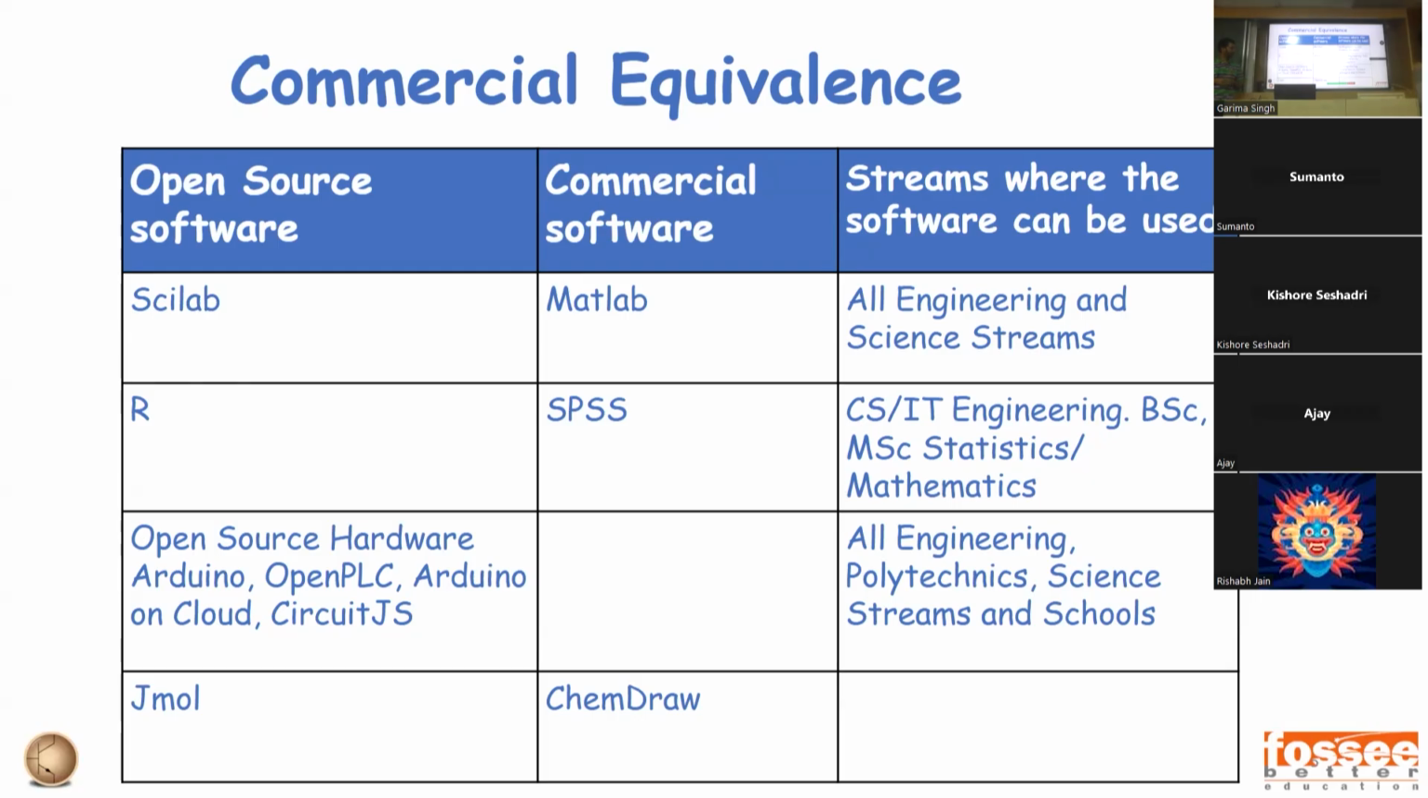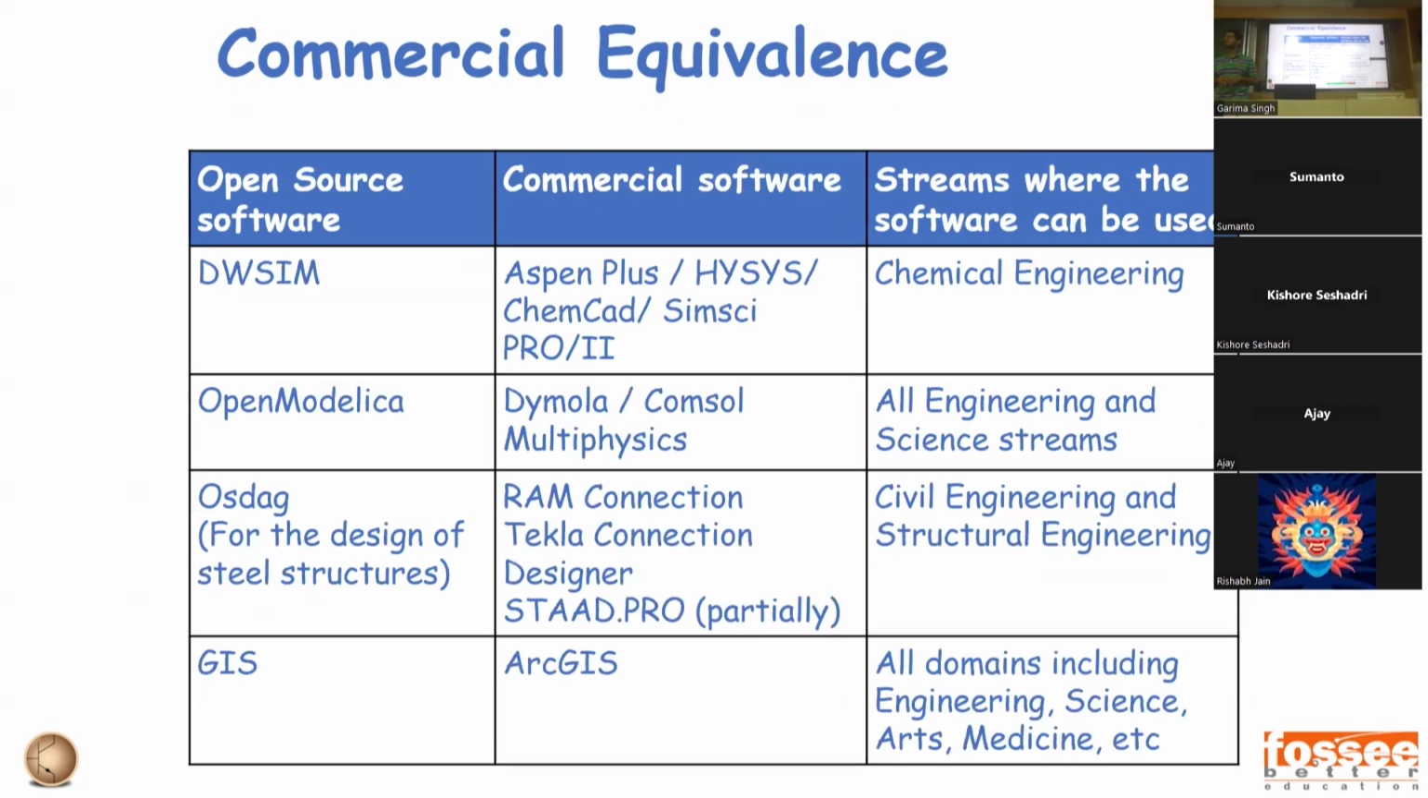And JMol and ChemDraw. These are for science students. And DWSIM: anyone from a chemical background? Okay, so this is for chemical people. OpenModelica is a general modeling software. It is interdisciplinary. Mechanical, chemical, all people can try this out. It's a modeling software where you can model differential equations and things like that. The commercial versions are Dymola, COMSOL, and Multiphysics, but one can try OpenModelica.